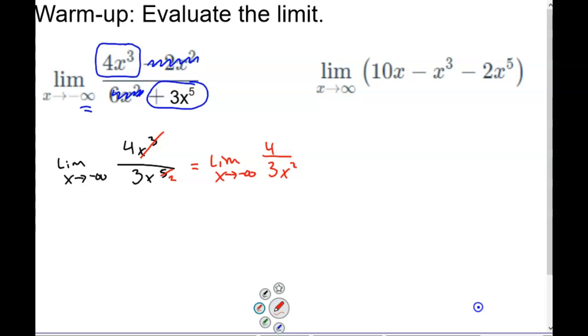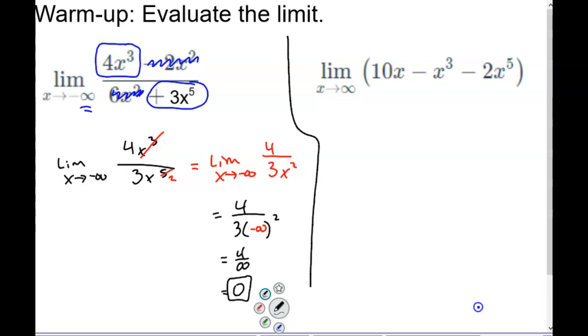Now we get to the point where x goes to negative infinity. Well, what if I just plugged in negative infinity? If I just plugged in negative infinity here, negative infinity squared is going to give me a positive infinity. Positive infinity times 3 is still positive infinity. So now I have 4 divided by infinity. The way I like to think of this is, what if I have a rope that's 4 feet long, and I cut it into an infinite amount of pieces? How big is one of those pieces? It's so small that it's basically 0.